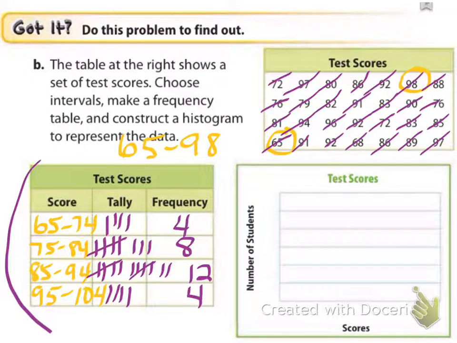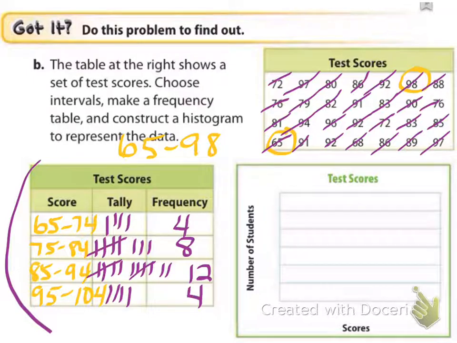So I've got a frequency of between 65 and 74 as a score. There were 4 people that landed in that category, or 4 test results that landed in that category. And then we've got 8 that went between 75 and 84, and 12 for 85 to 94%, and 4 people had between a 95 and 104%, because apparently I just offered extra credit.